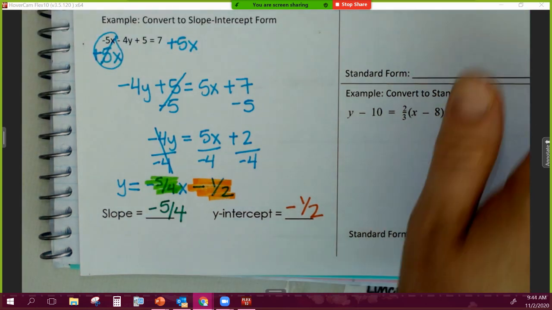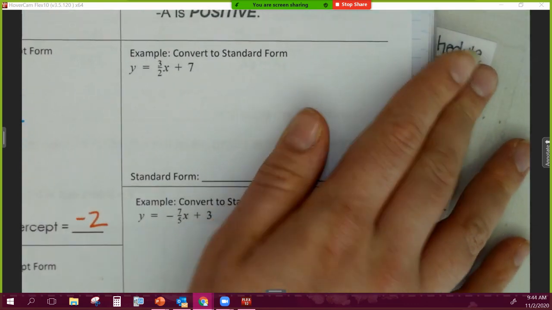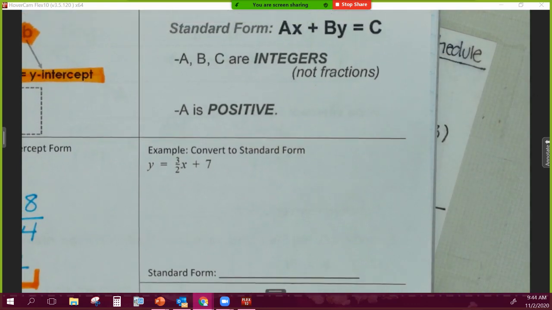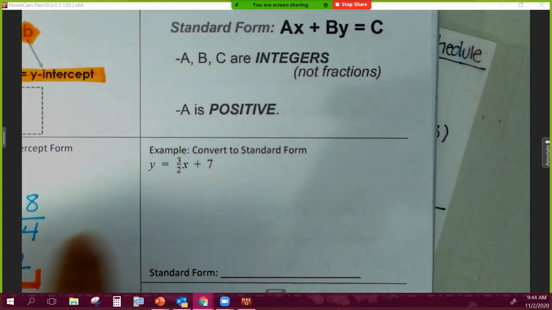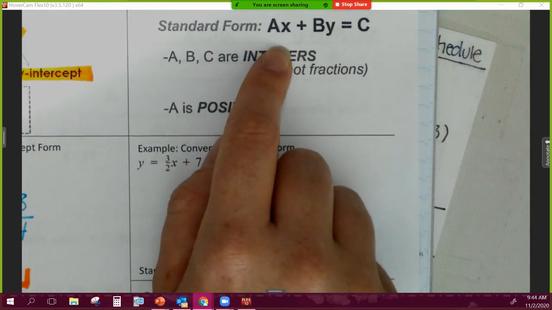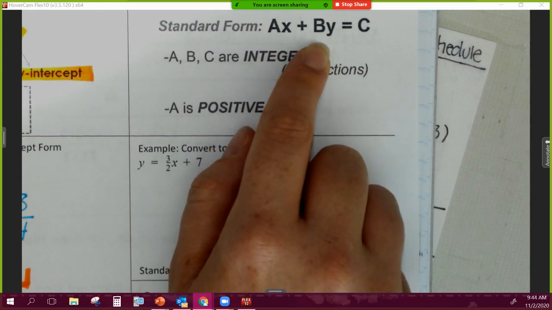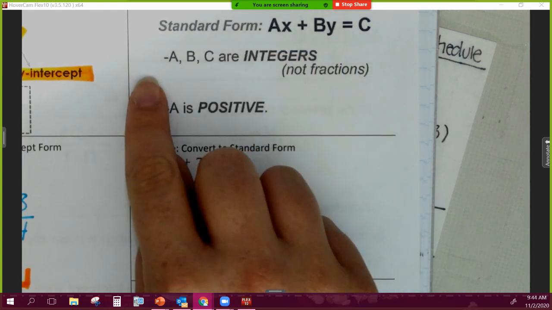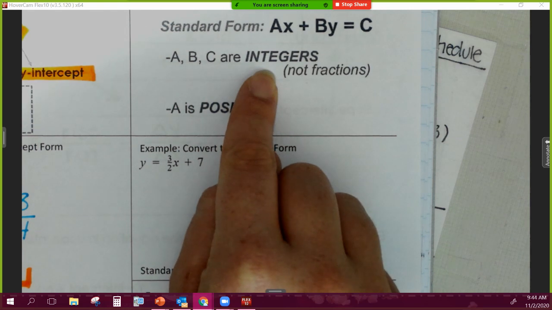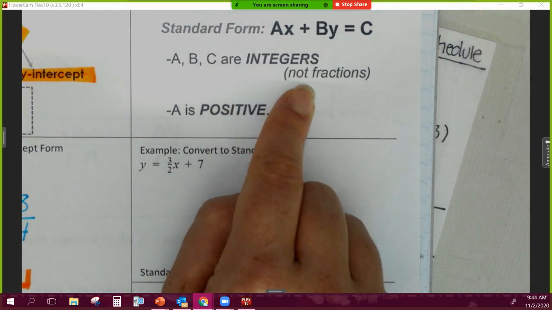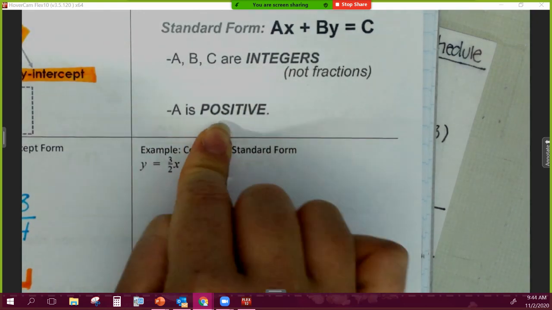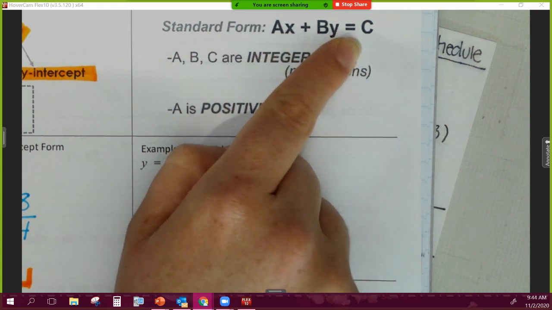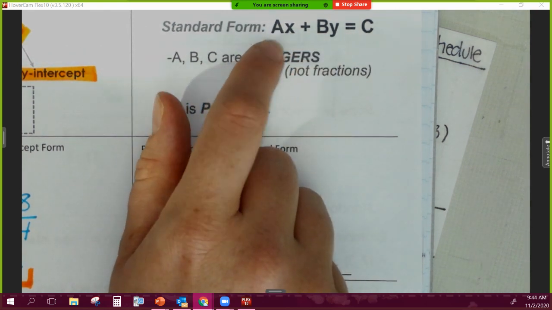All right. Look over to the other column. This is where we're going to look at how to convert to standard form if we ever need to have standard form. In standard form, it's written in the format ax plus by equals c. A, b, and c need to be integers, which means you cannot have fractions. We need to have all whole numbers here. And your a needs to be positive. B can be negative, C can be negative, but A needs to be positive.